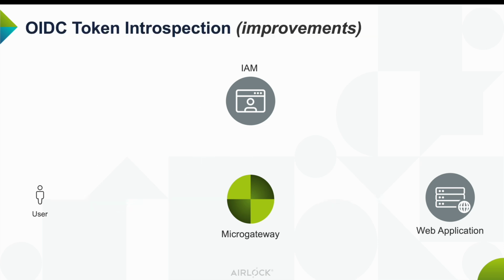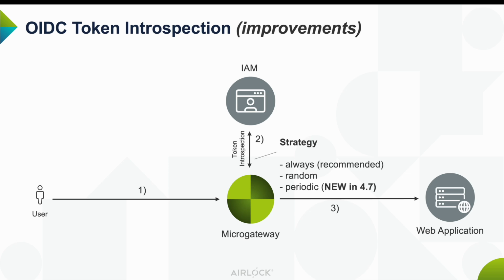OIDC token introspection comes into play for every subsequent request after the sign-in process. The user wants to access a certain resource on the web application and sends a request. With token introspection enabled, Airlock Microgateway checks whether the OIDC token has been revoked in the meantime. This is achieved by requesting the introspection endpoint of the IAM. In case that the OIDC token is still valid, the request is forwarded to the web application.